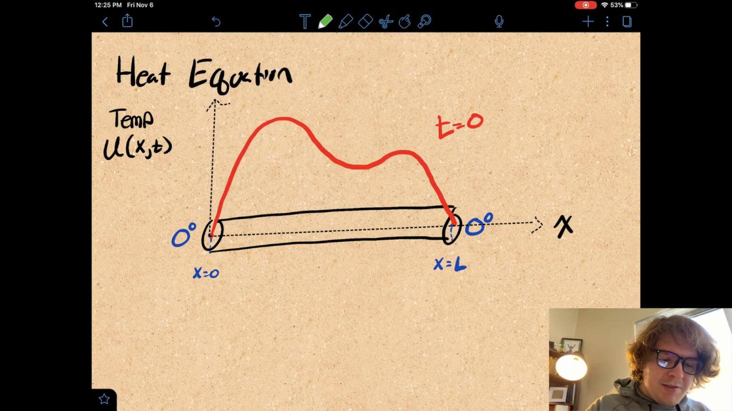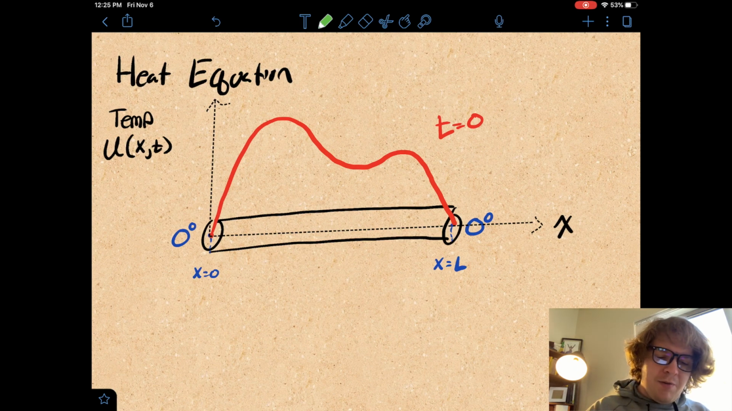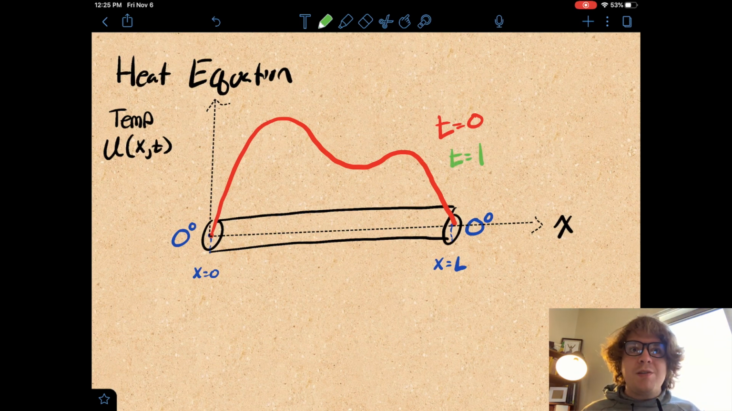So let's imagine we heated our rod up to this heat distribution, held both the ends at 0 degrees, and waited maybe a second, or just 1 unit of time. Let's think about what would happen to the temperature throughout the length of the rod. I'm going to sketch what happens after maybe 1 second or 1 unit of time.